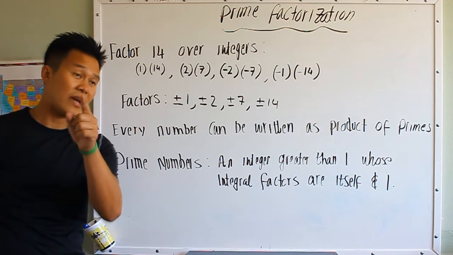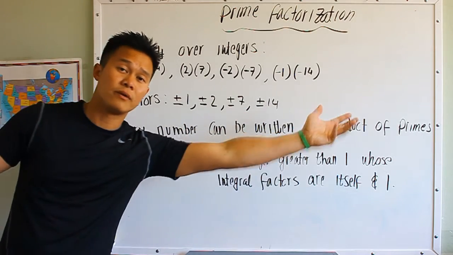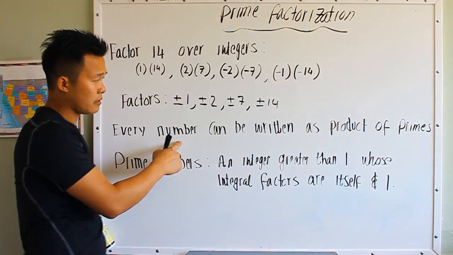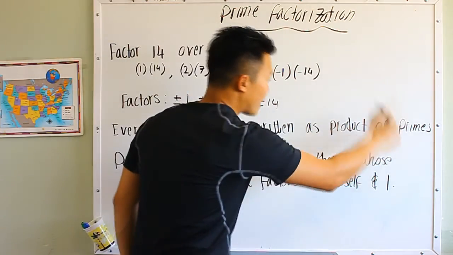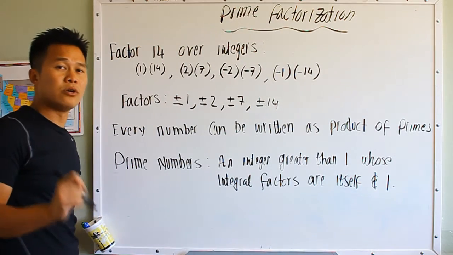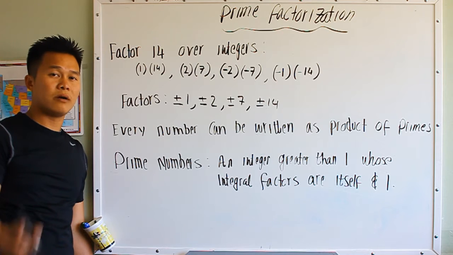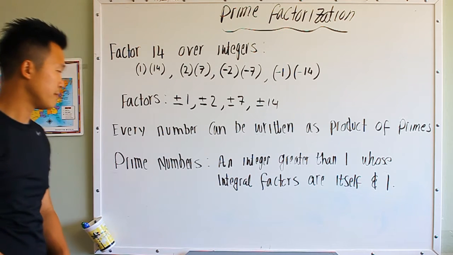So if I ask you to find the factors of a number, here's what I want you to do. I want you to list them out. What are all the factors of 14? Keep this in mind: every number can be written as a product of prime numbers. So before we go further, let me give you the definition of prime numbers, and then we'll take a look at a few examples of prime numbers.